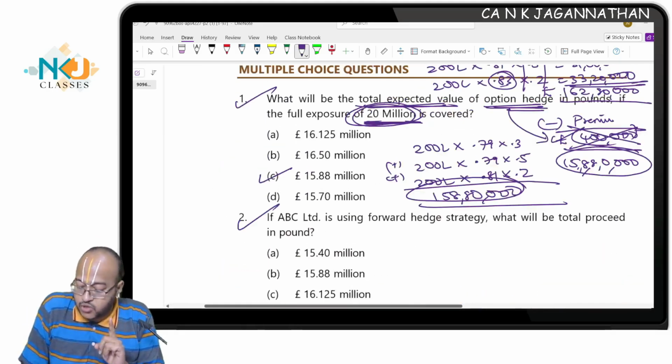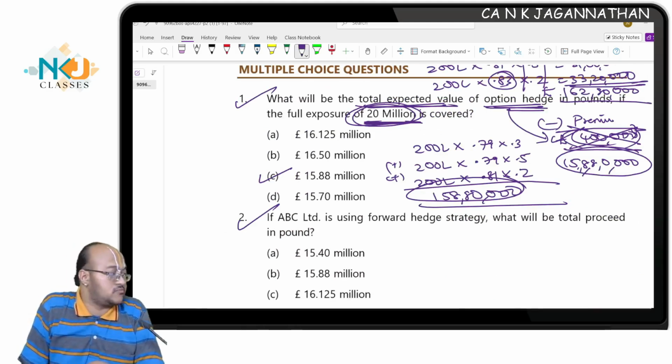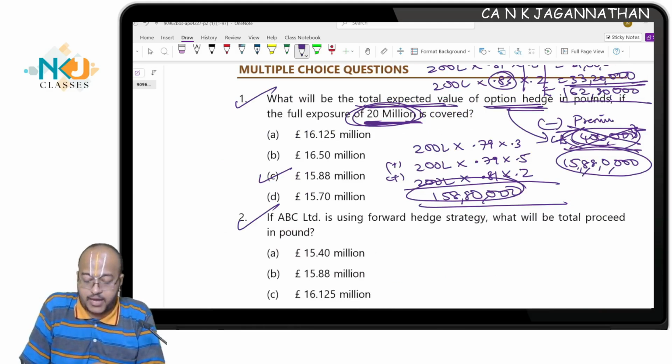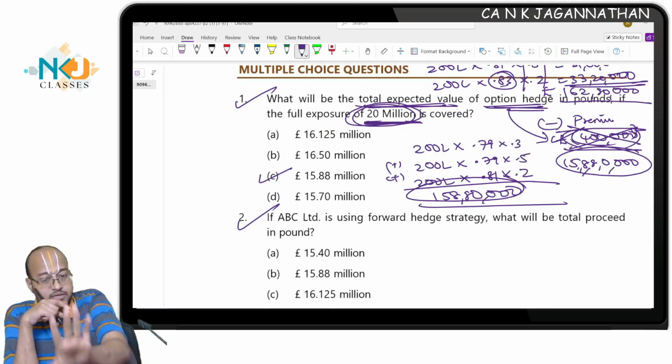The 4 lakh premium which you received, you cannot directly deduct from this. This will give a wrong number. Really speaking, the 4 lakh should be compounded using the respective interest rate. Are you all understanding what I'm trying to say?